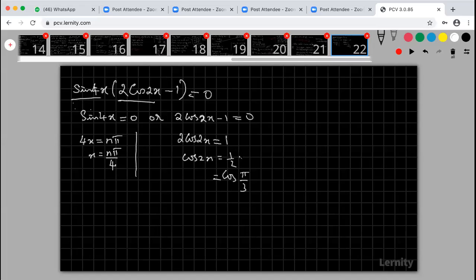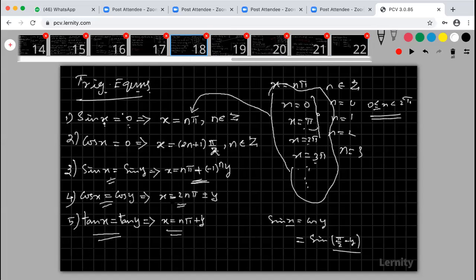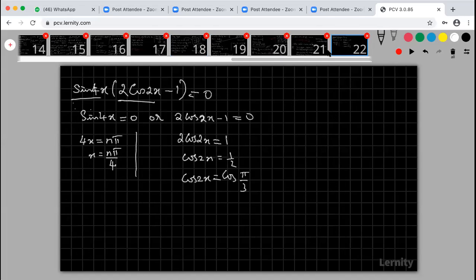Okay. So then cos x is equal to cos y. What is the solution? See the solution. Cos x is equal to cos y means x is equal to 2n pi plus or minus y. So therefore, x means 2x here, 2x is equal to 2n pi plus or minus pi by 3. My y is pi by 3. Okay, so therefore n belongs to Z. In both the cases, n belongs to Z.